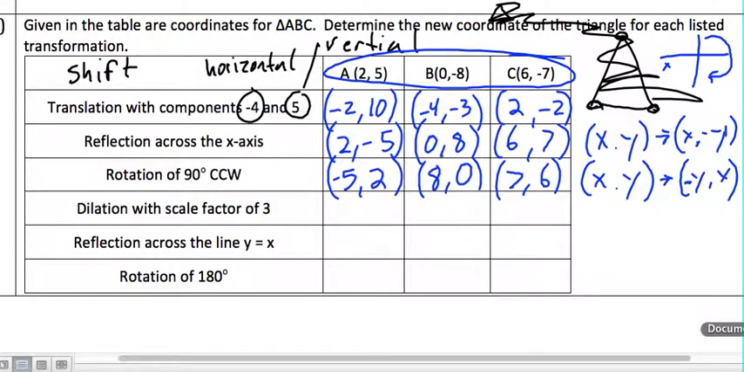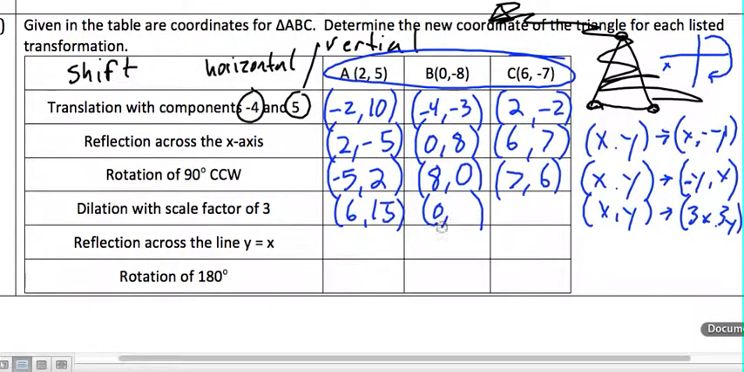Dilation with scale factor 3, that's easy. You just take x comma y, and then you multiply by 3, you multiply by 3, and that will create a dilation with a scale factor of 3. So instead of 2, 5, we are going to have 6, 15. Instead of 0, negative 8, we're going to have 0, and then times 3 is negative 24. And instead of 6, 7, we're going to have 18, negative 21.